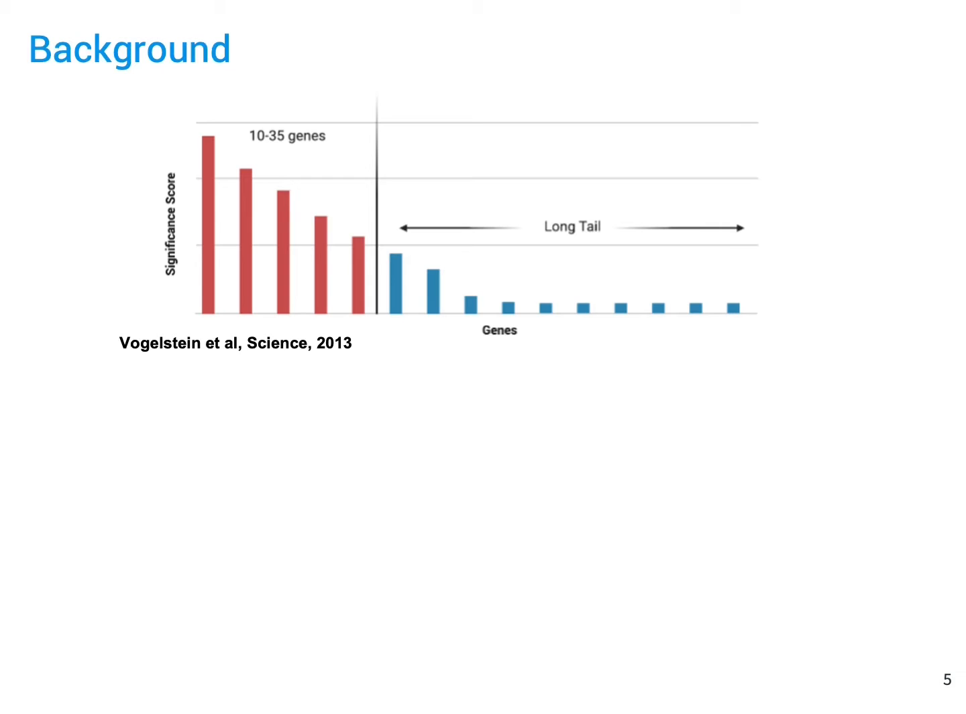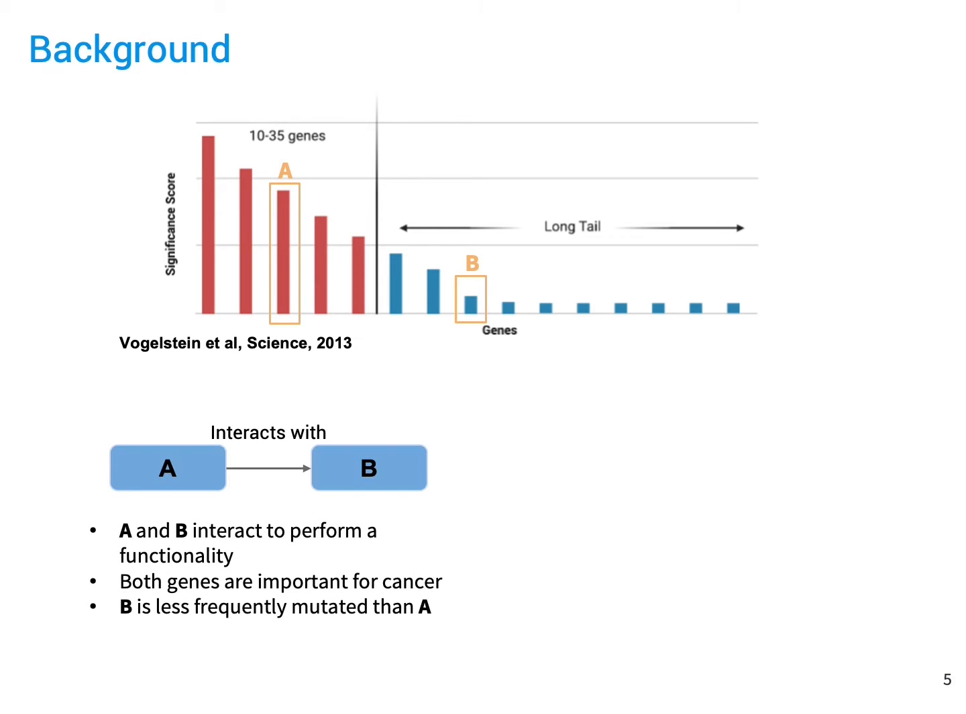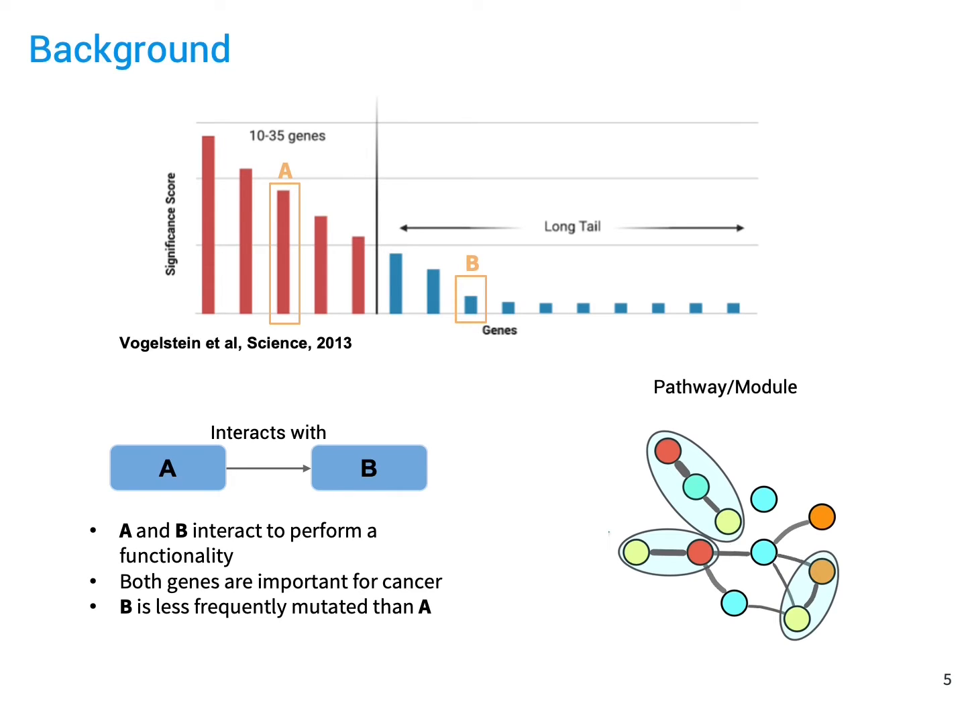So researchers started looking at interactions between the genes. Let's take A and B. A is significantly mutated and B is not significantly mutated, but A interacts with B to perform a function. So both of these genes are important for cancer, and it happens that A is more frequently mutated than B. So researchers started looking at interactions between the genes and trying to identify driver modules instead of driver genes.